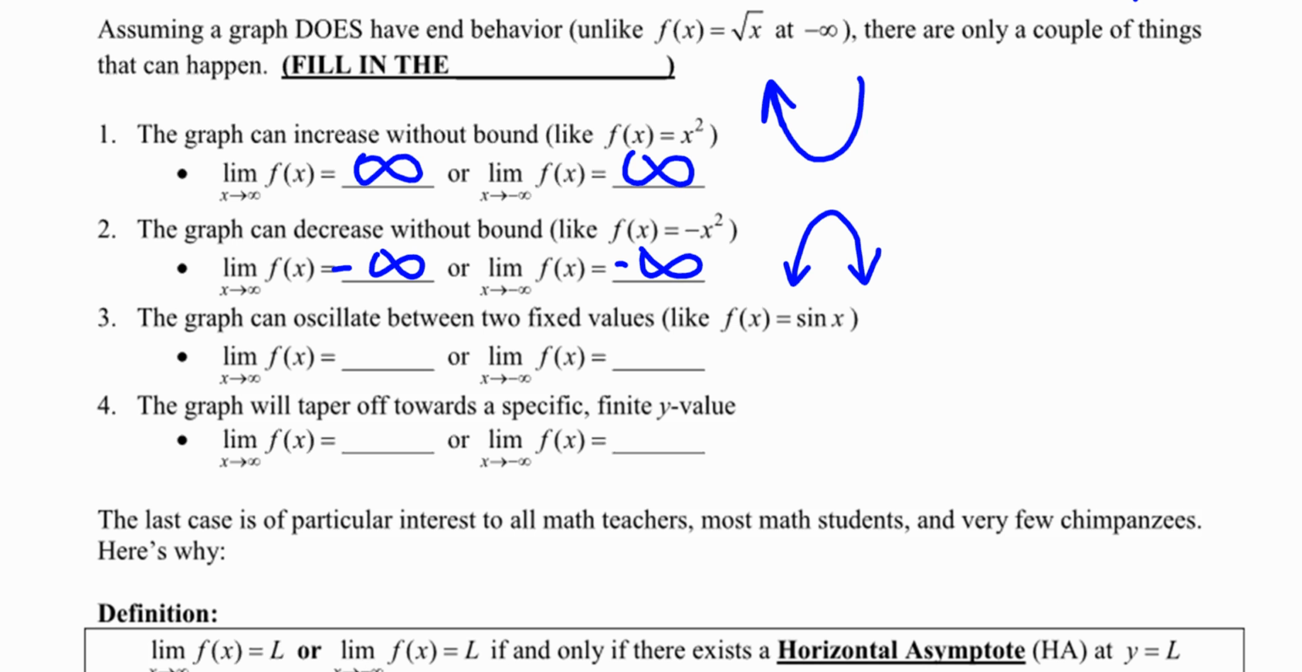The graph can oscillate between two fixed values. So sine of x looks like this.